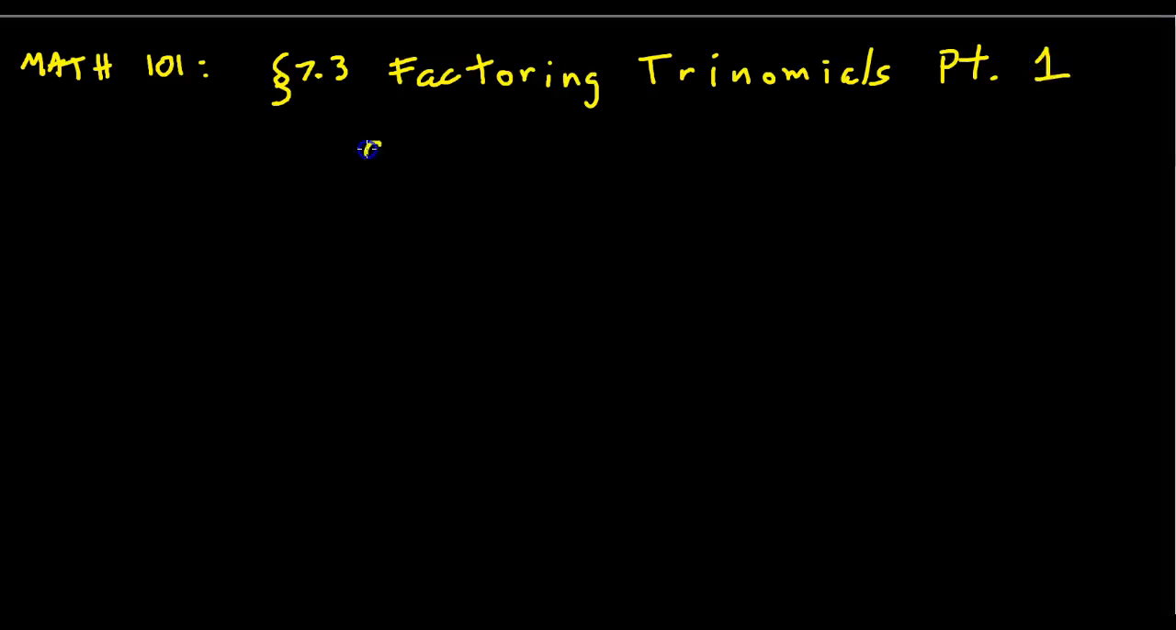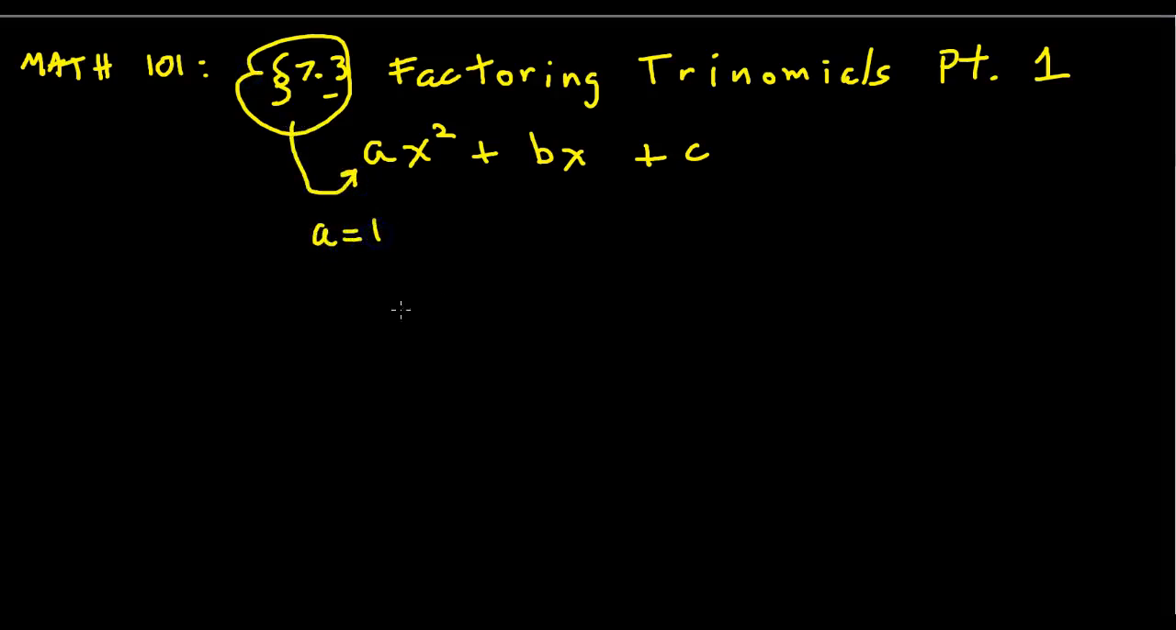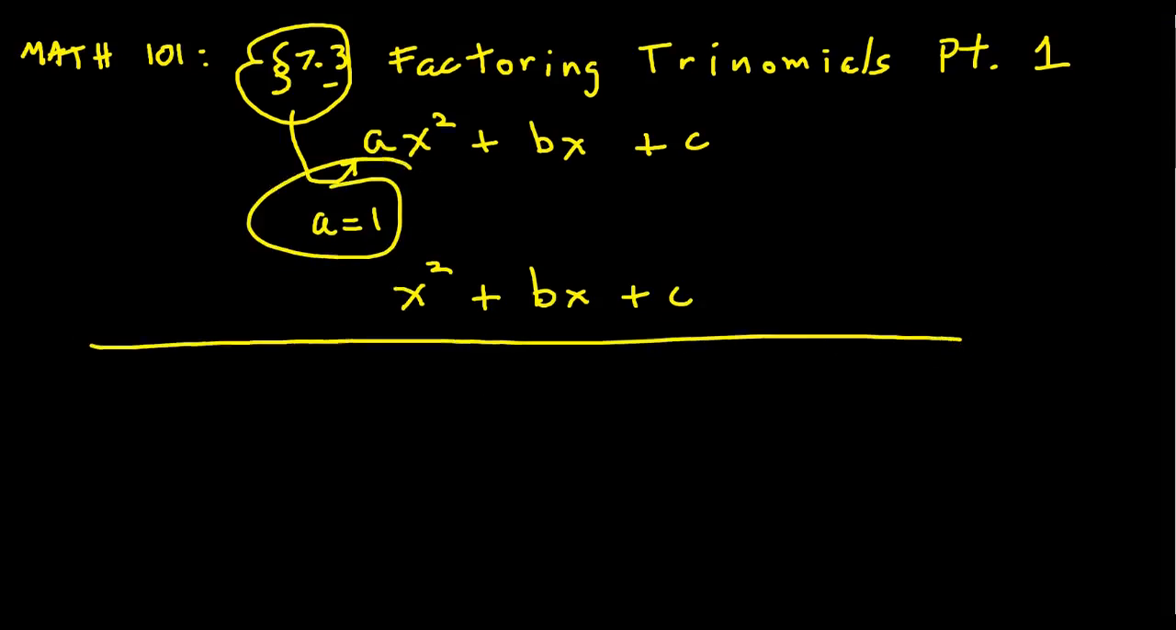Now what's going to happen here, we're going to be factoring trinomials, degree 2 trinomials of this form: something x squared plus something x plus a constant. And in this section, 7.3, we're going to assume that a equals 1. In other words, your lead coefficient is a 1. Okay? All right, and later on in 7.4, we will talk about factoring trinomials where the lead coefficient may or may not be 1. Okay? All right, so that's the deal for this 7.3 section.